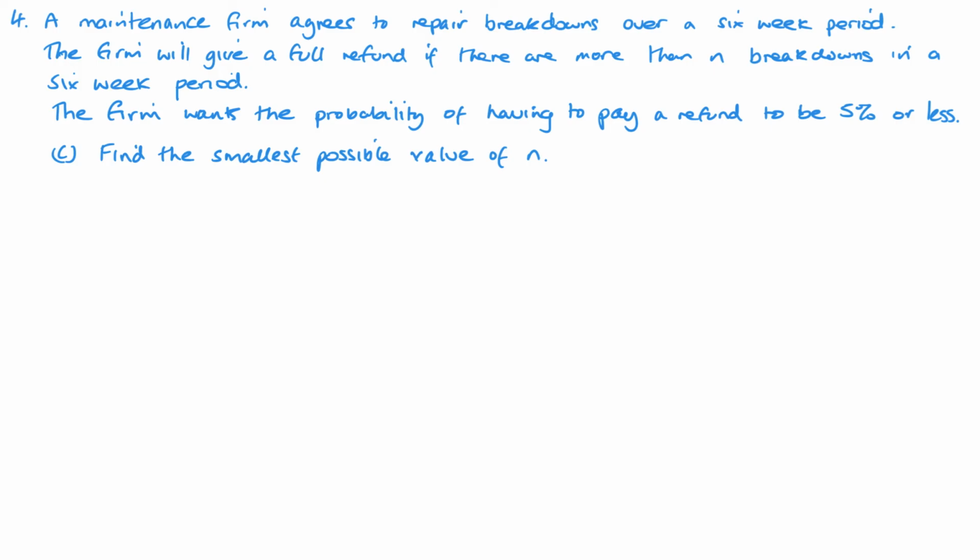The final part of this question, we can see that the maintenance firm agrees to repair breakdowns over a 6-week period, and they're going to give a full refund if there's more than N breakdowns in that 6-week period. The firm wants the probability of having to pay a refund to be 5% or less.